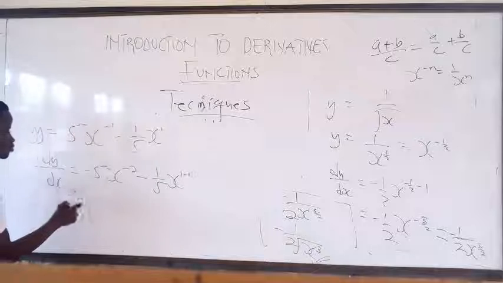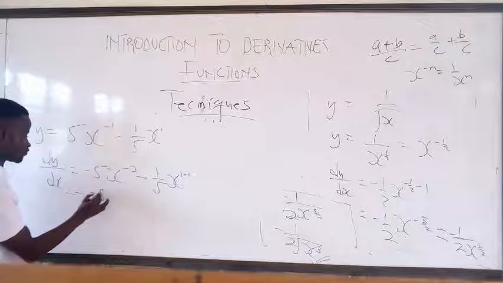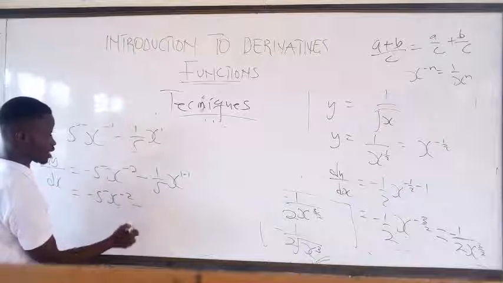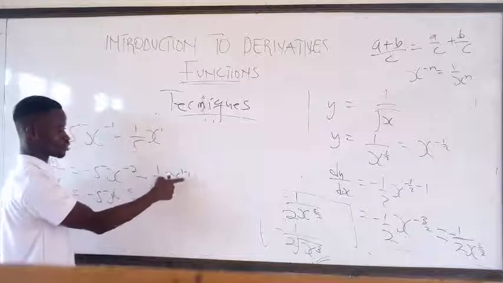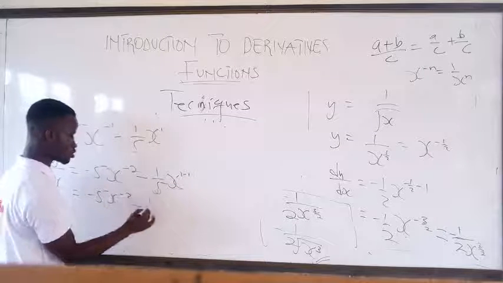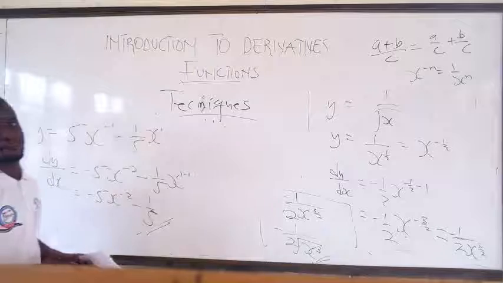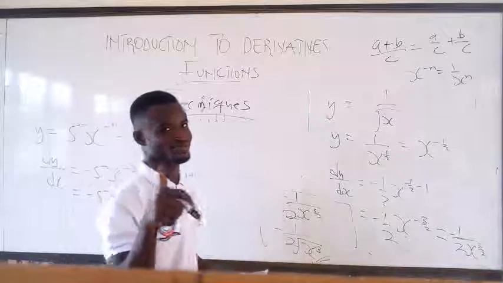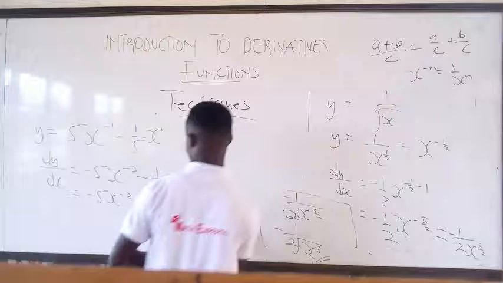So here you get negative 5x, negative 2 minus... since here 1 is there already, so subtract 1 from it, you get 0. And any number raised to the power 0 is what? 1. So here you get 1 over 5. There you are. Trust me. Alright, let's try it.